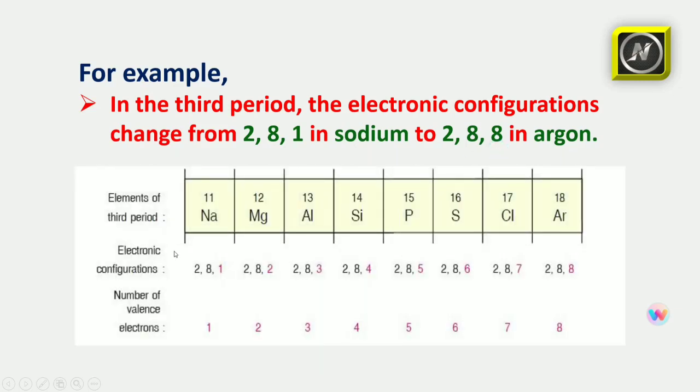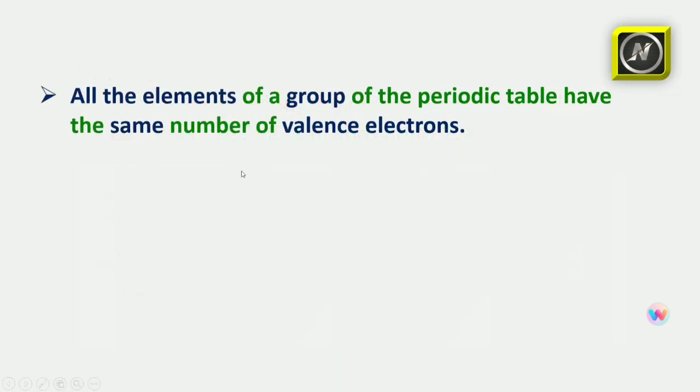For example, if you see here, this is the electronic configuration. Sodium generally has 2, 8, 1, so the number of valence electrons is 1. Coming to argon, 2, 8, 8. That means the outermost shell is completely filled, and the number of valence electrons is 8. All the elements of a group of the periodic table have the same number of valence electrons.